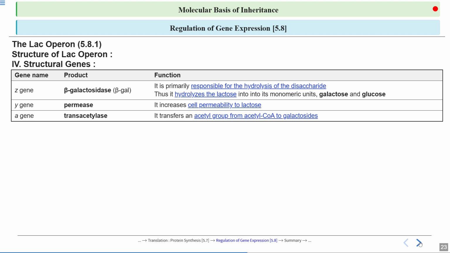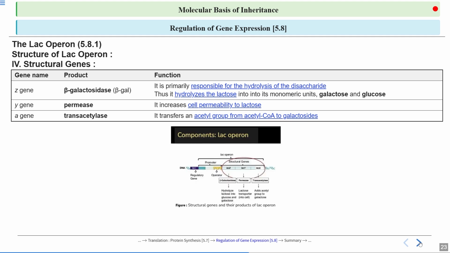Now, if we talk about the function of the structural genes, let's see one by one. First is the Z gene, and it is going to produce beta galactosidase, beta gal. It is primarily responsible for hydrolysis of disaccharide. Thus it hydrolyzes the lactose into its monomeric units, that is galactose and glucose.